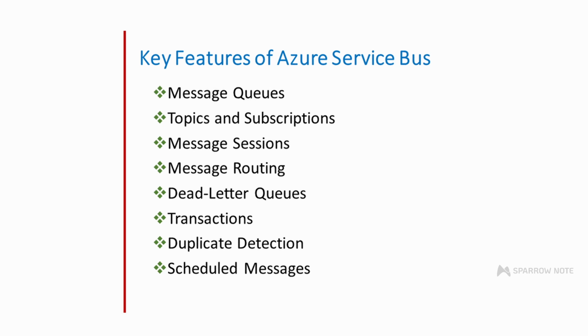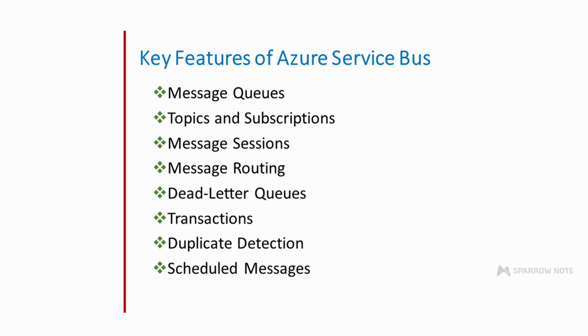Message queues. Queues allow messages to be sent and stored until the receiving application is ready to process them. This decouples the components of an application, improving the scalability and reliability. Messages in a queue are processed in a first in first out manner.